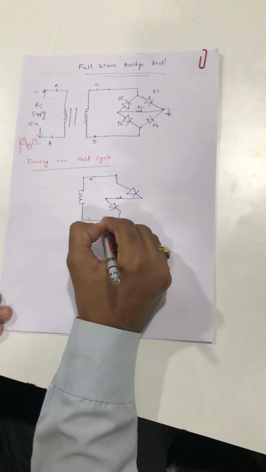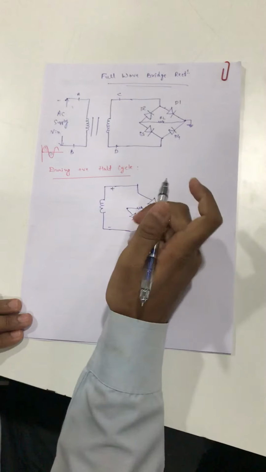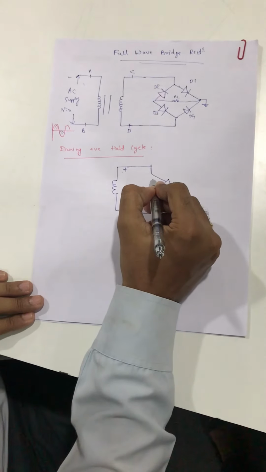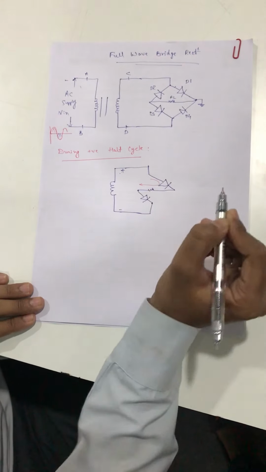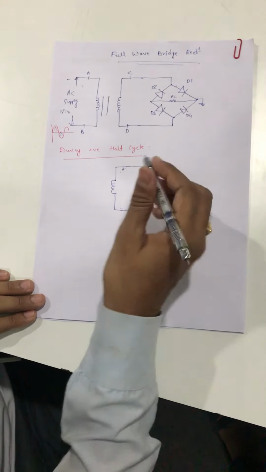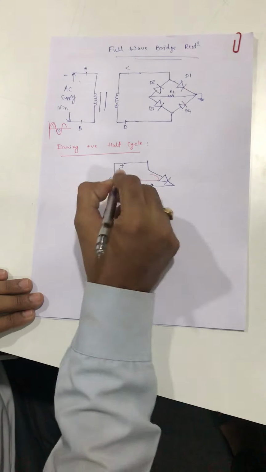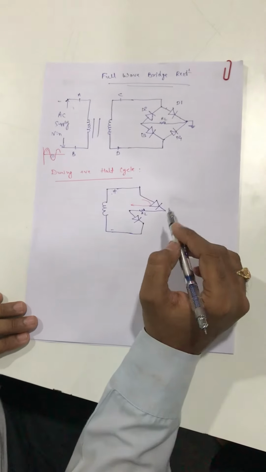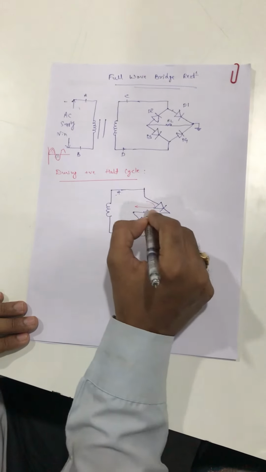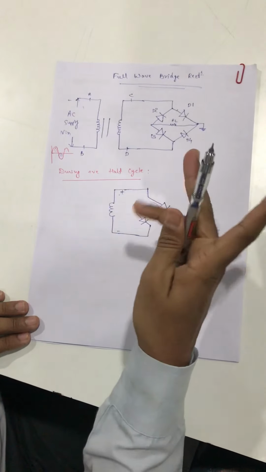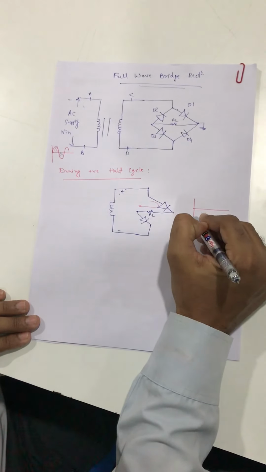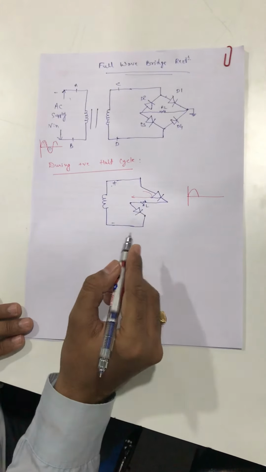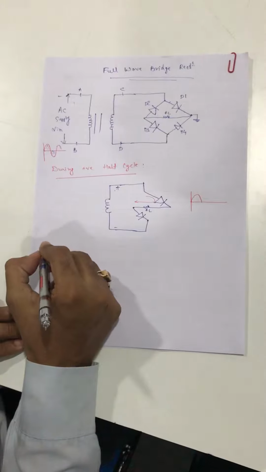So during the positive half cycle, the current flow direction will be like this. Across the load resistance RL we will get the output, and during this positive half cycle it would be measured across this and would look like this. During the positive half cycle you are getting this positive output.